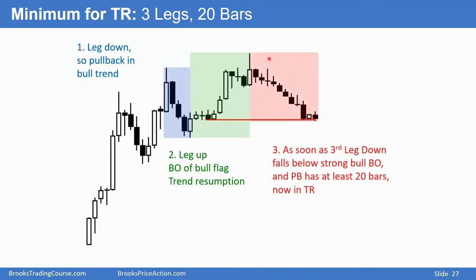And as soon as you see the third leg down, and if it falls below a major higher low, this barely did, then you have to be thinking that we have the minimum ingredients for a trading range. 3 legs, 1, 2, 3, and we fell below the bottom of a major higher low. This is probably a more important higher low. I mean, it clearly is a more important higher low, but this, I think, is increasing the likelihood that the market is in a trading range. I would conclude that it's in a trading range at this point.